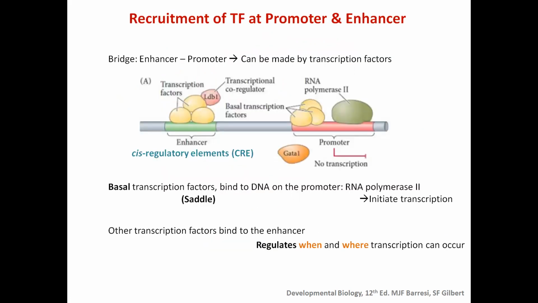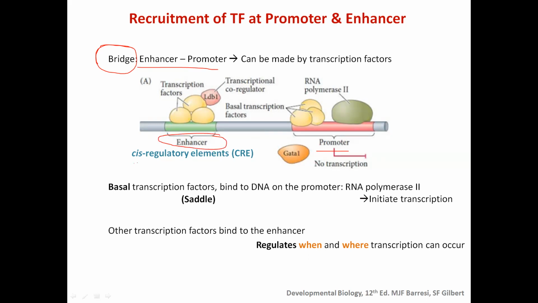So this is one of the examples of how the chromosome is looping to bring the promoter close to the enhancer. The function of the transcription factors is to create a bridge between the enhancer and the promoter. So this is the promoter and this is the enhancer.